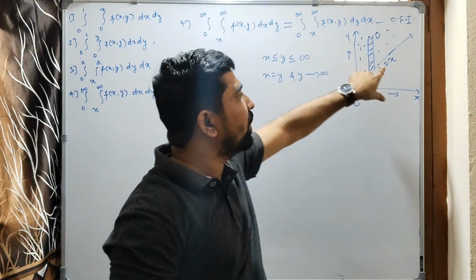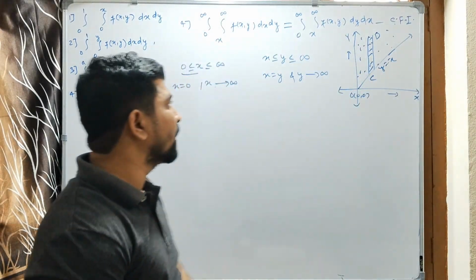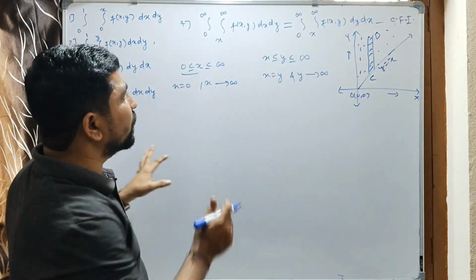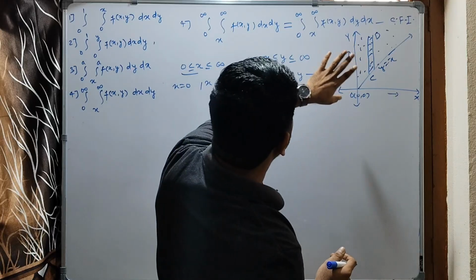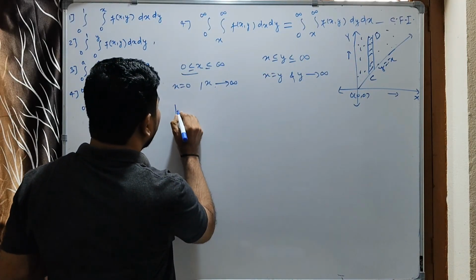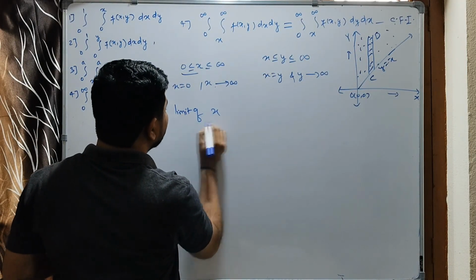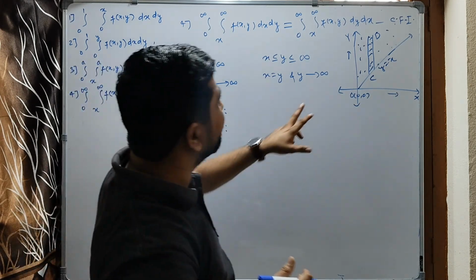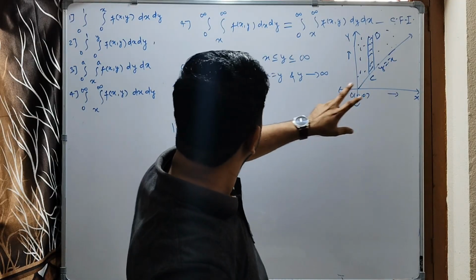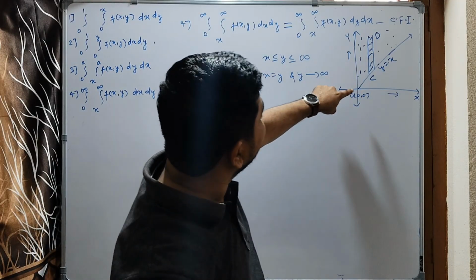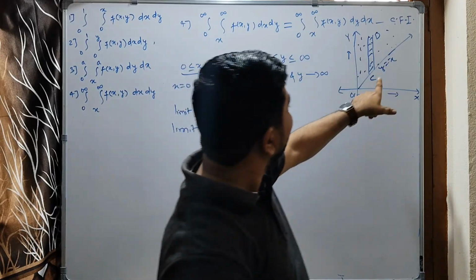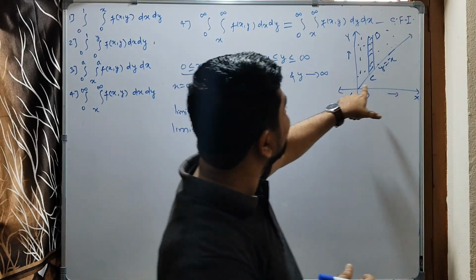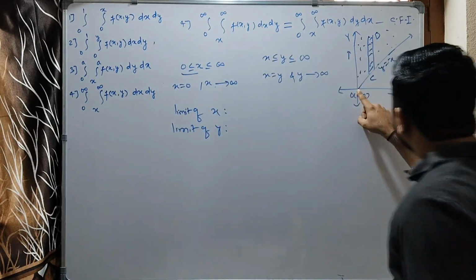The y axis means x equal to 0, and this line is x equal to y, or you can say y equal to x. Now tell me the limits of x and the limits of y corresponding to this. So here I will write limits of x and limits of y. The limits of x are x equal to 0 to x equal to infinity. Yes, this is the limit.